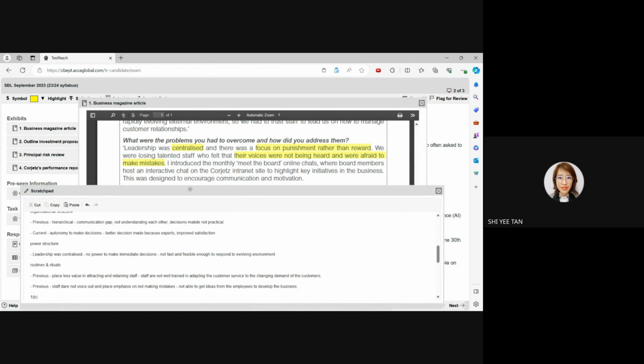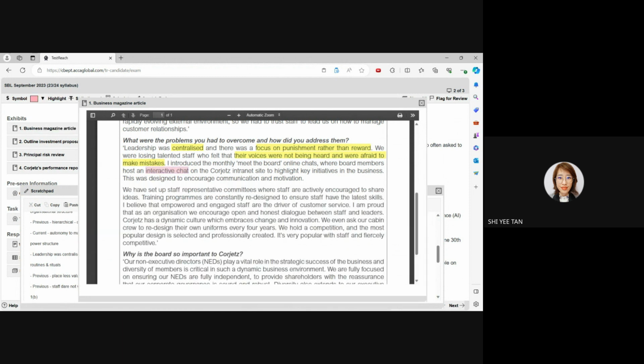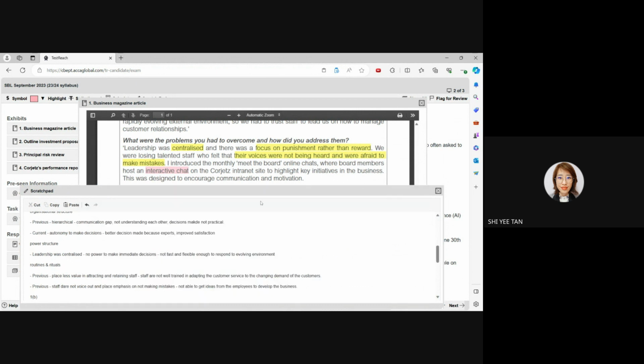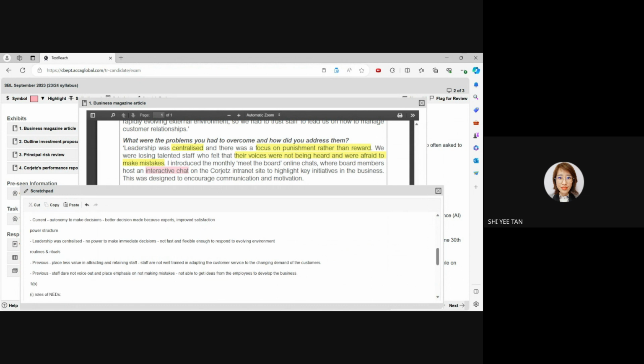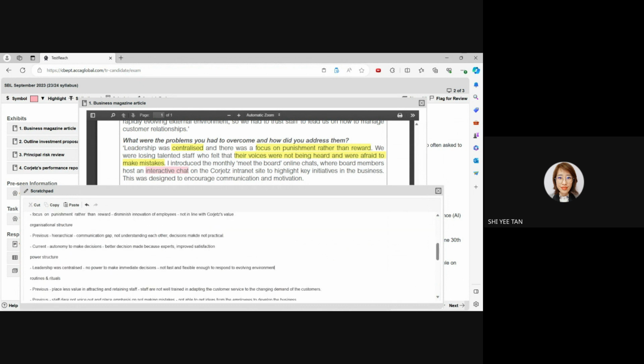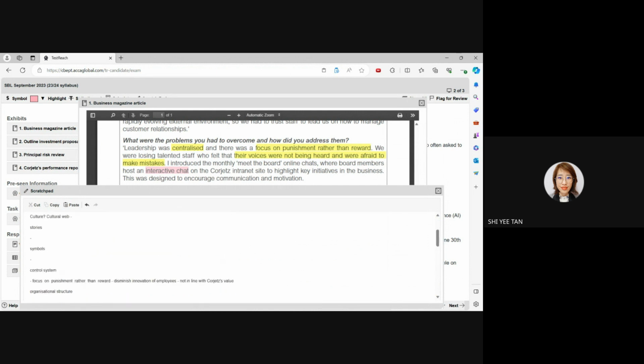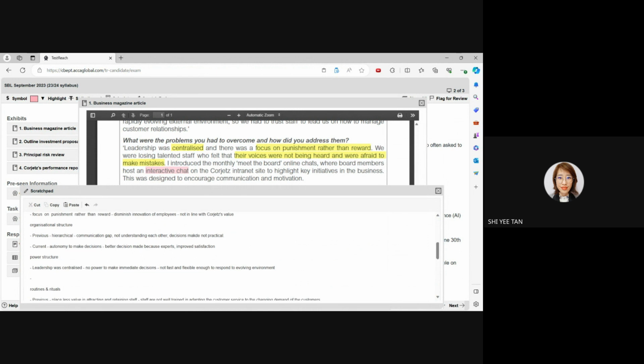So after that, what do they do? After that, the new CEO introduced the monthly Meet the Board online chat where board members host an interactive chat on the Corjetz intranet site to highlight the key initiatives in the business. Oh, good. This was designed to encourage communication and motivation. This you can put as power structure if you want. Should it be power structure? Yeah. It means the current one.